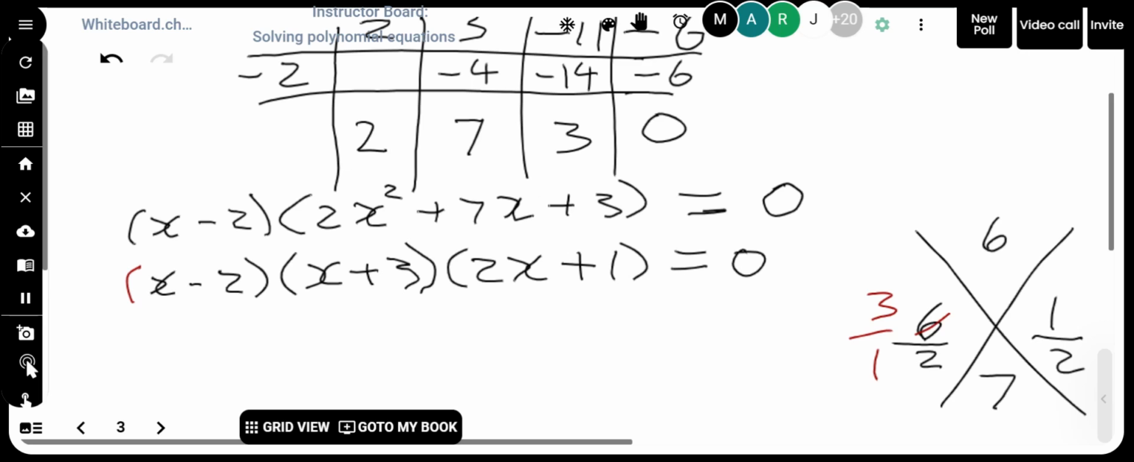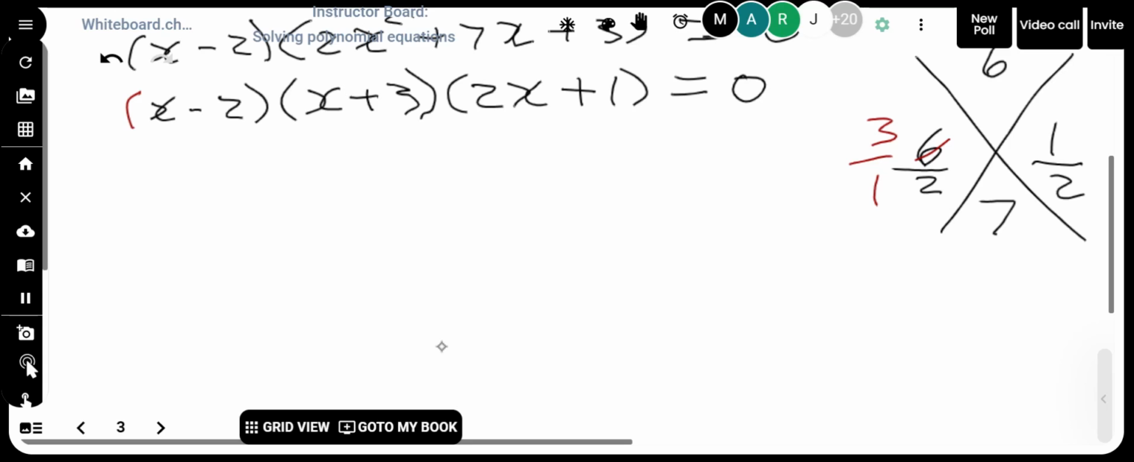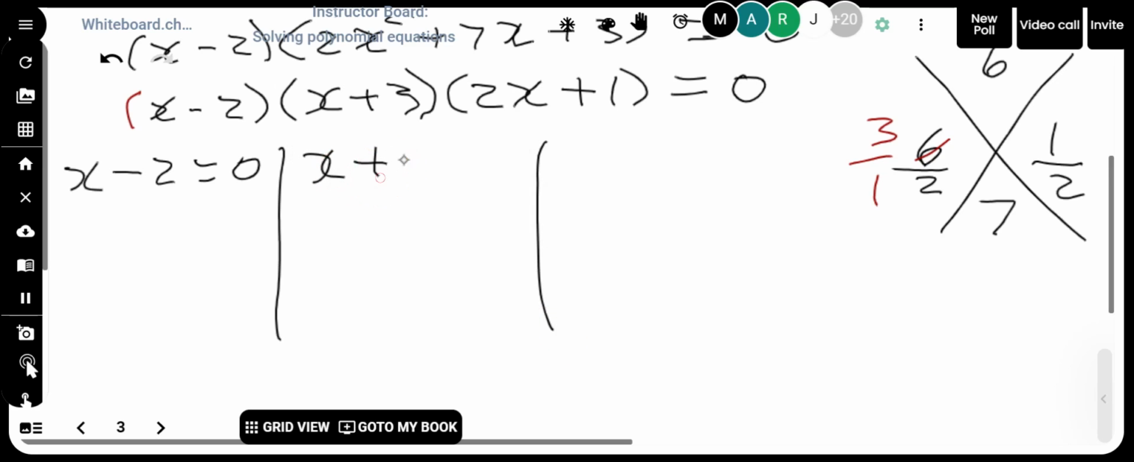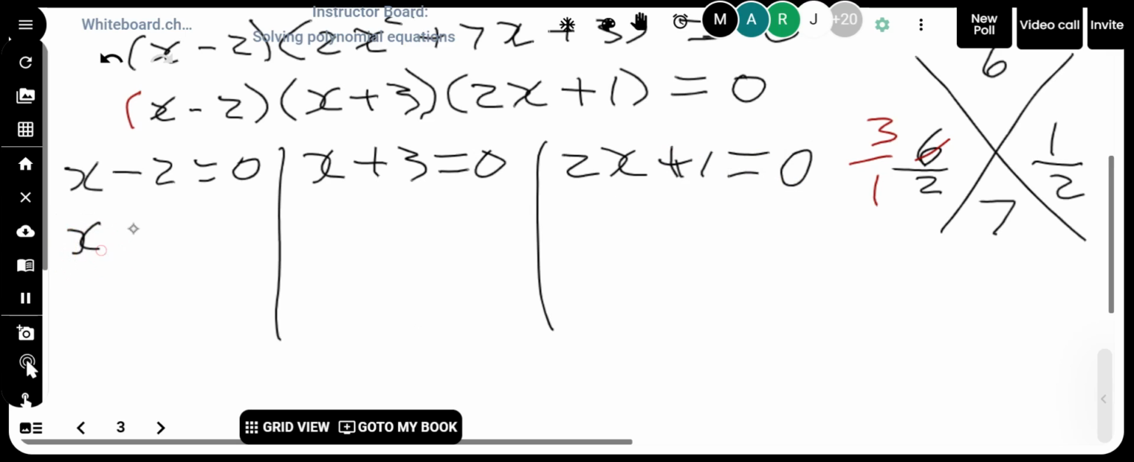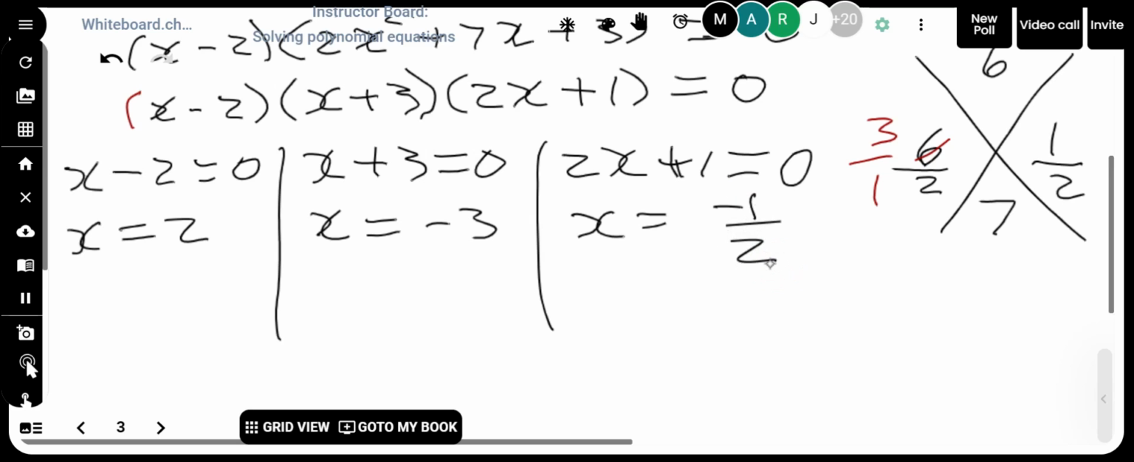So now we have 3 things being multiplied to give us 0. One of them is x minus 2, so let's set that equal to 0 according to the zero product law. Let's take the x plus 3 and set that equal to 0. And then the 2x plus 1 and set that equal to 0. So I now have 3 solutions. x is equal to 2, which we knew before. x is equal to minus 3. And x is equal to minus 1 over 2.